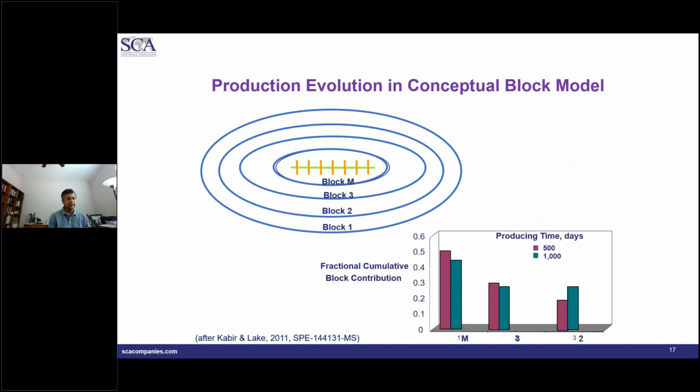So what we learn is that, as time progresses, we will see the decline in block M and block 3, but block 2 will be different. In other words, conceptually, the outer blocks have to feed the inner blocks, otherwise the system will quit, right? So this is more for an understanding of the system, how it behaves.